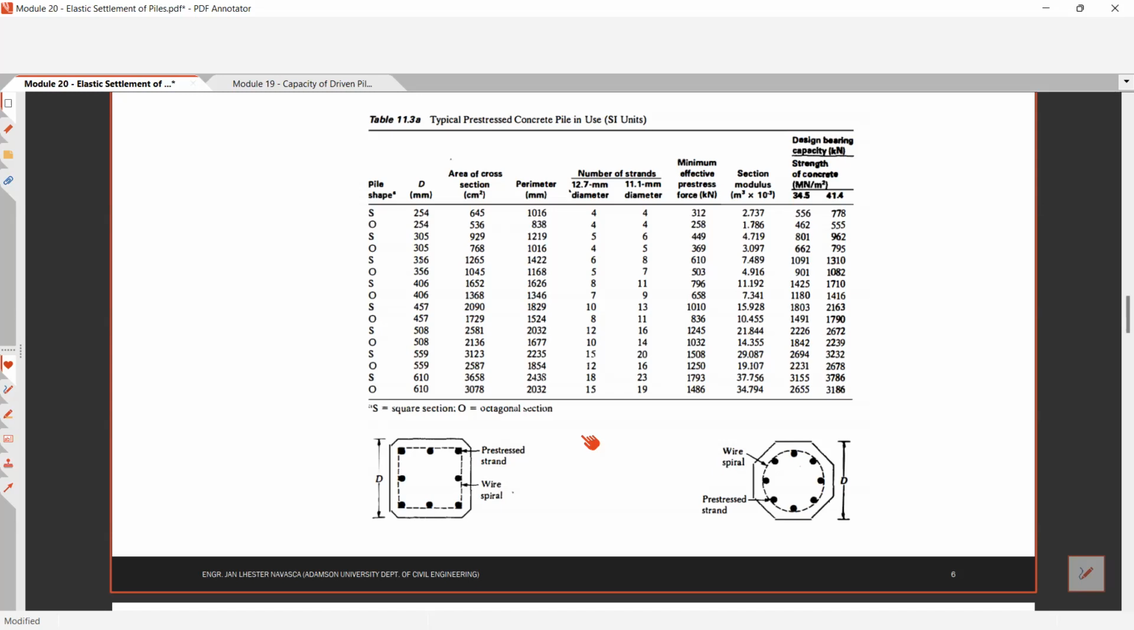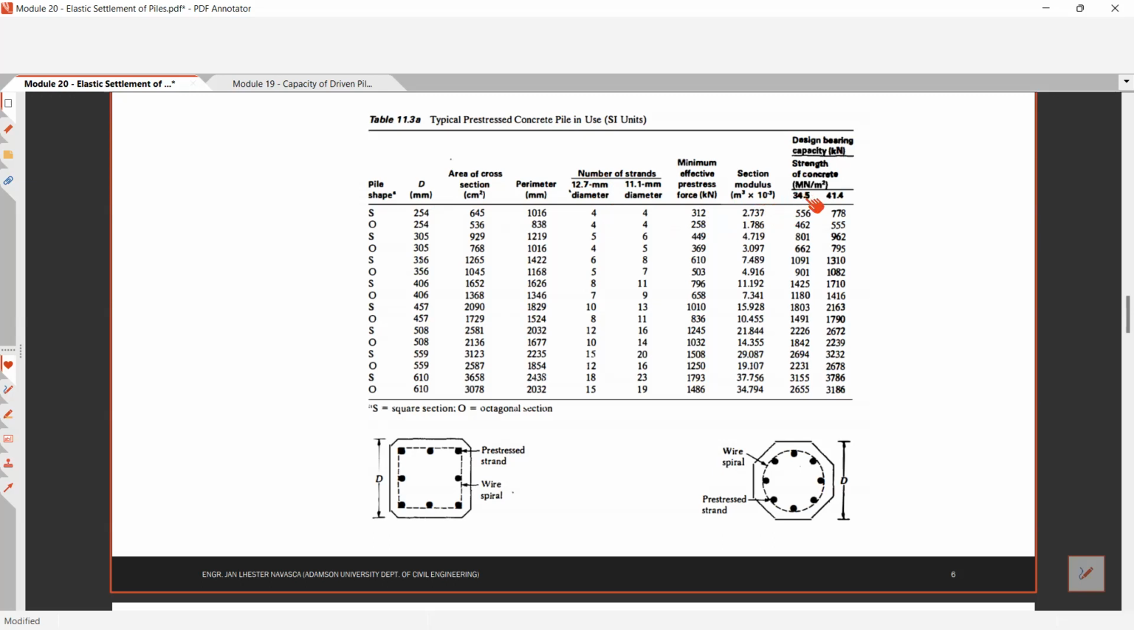Okay. So 254, that is 10 inches. 305, that is 12 inches. 10, 12. So every 2 yan, every 2. So the area of the cross section. So para hindi na kayo mag-solve ng area, nandito na, written na yung area. And written na rin yung perimeter. Then the number of strands. So kunwari, the square section with width of 254 with 12.7 millimeter diameter strands, 4 na piraso. Yung minimum effective pre-stress force is 312. We have the section modulus and the capacity of the pile.